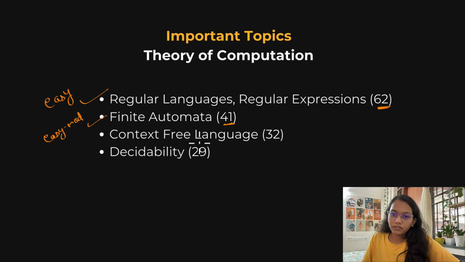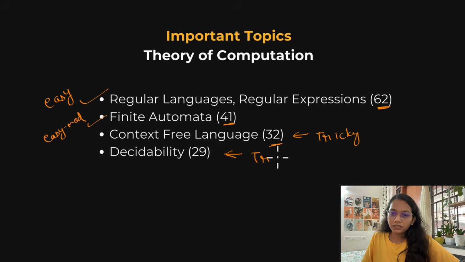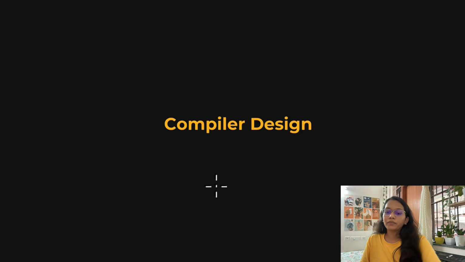The next is CFL, that is context free language. The next is decidability. This is again something tricky. Okay, so you have to understand this concept, decidability, very well to answer all the questions from decidability.